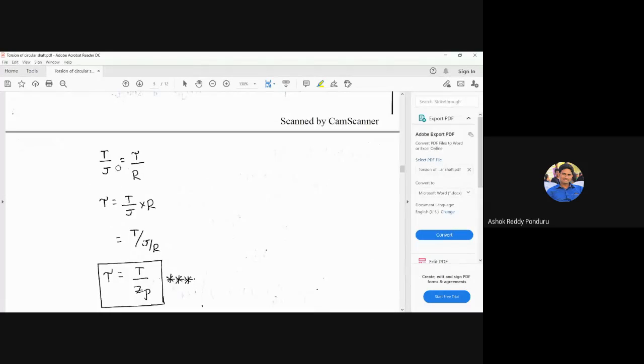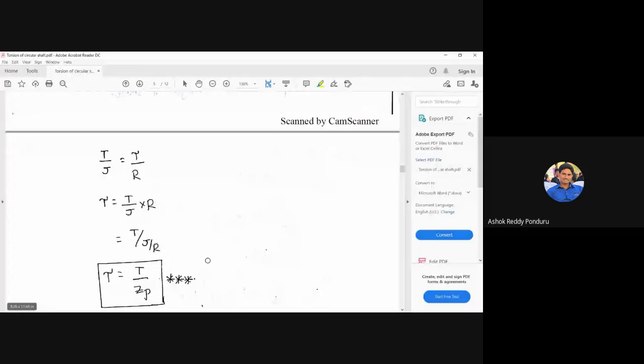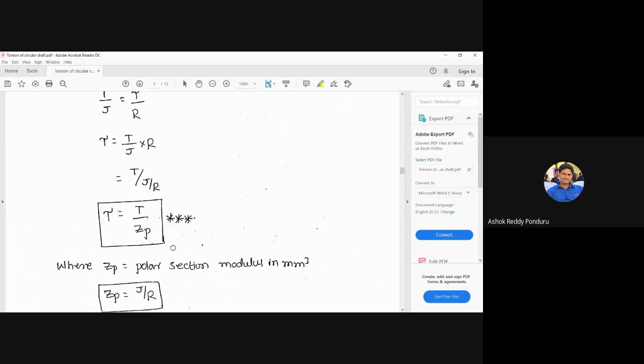Now the same equation we are using to calculate the shear stress here. T by J is equal to tau by R. Tau is equal to T by J into R. That means tau is equal to T by J by R, where this J by R is called ZP.